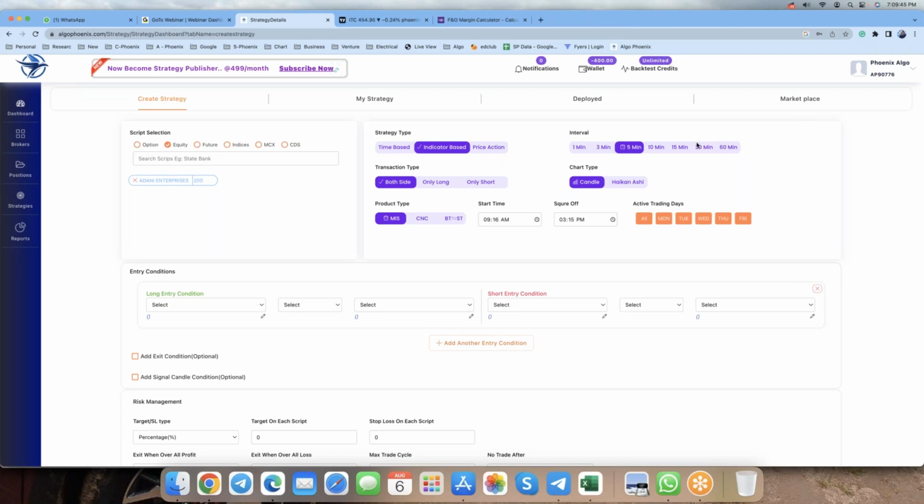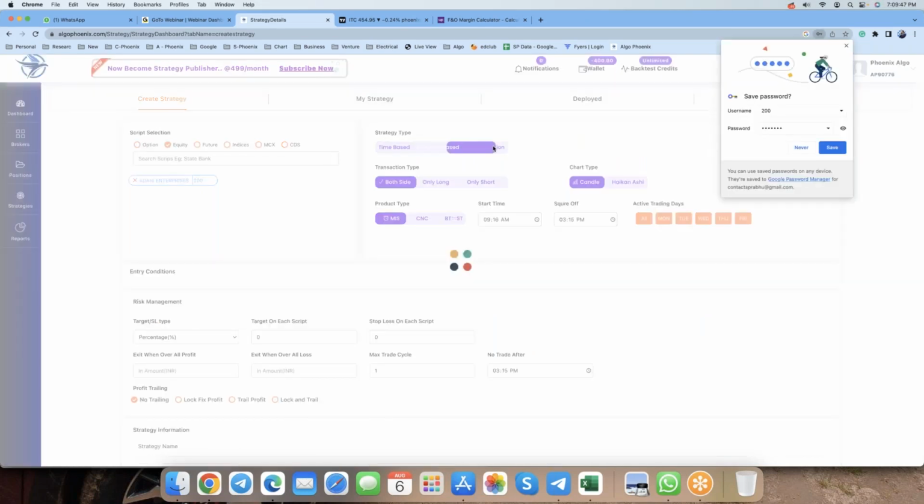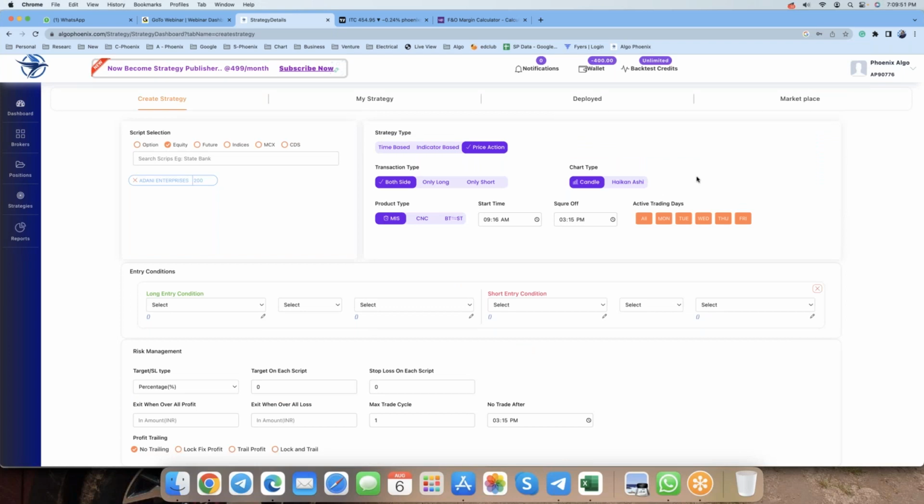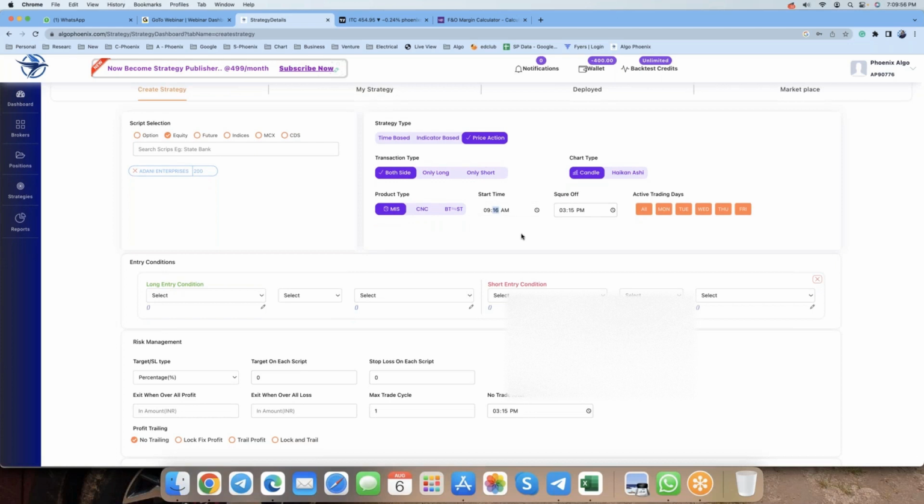Now I will take price action because I need to do it on price action. Done. Nothing to change. I will start the trading after 9:20. I put square off at 3:14 because at 3:15 the broker will automatically square off. Before the broker squares off, I want Algo to square off. Then only I can see the correct PNL in the system.